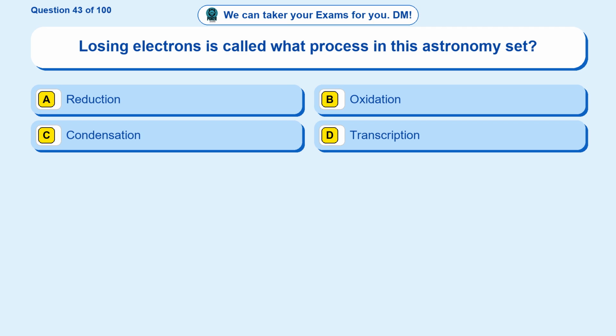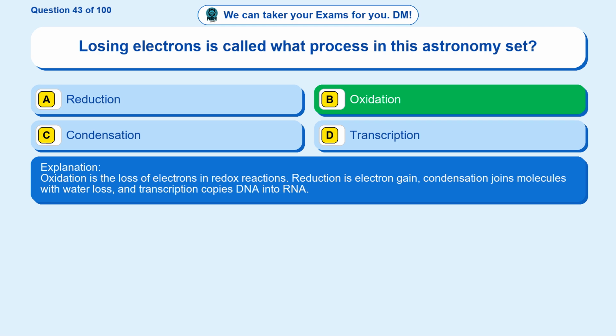Question 43. Losing electrons is called what process in this astronomy set? Option A, reduction. Option B, oxidation. Option C, condensation. Option D, transcription. The correct answer is option B, oxidation.